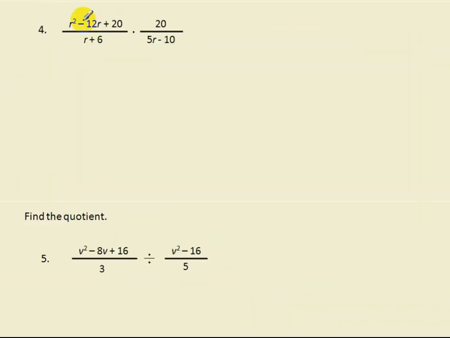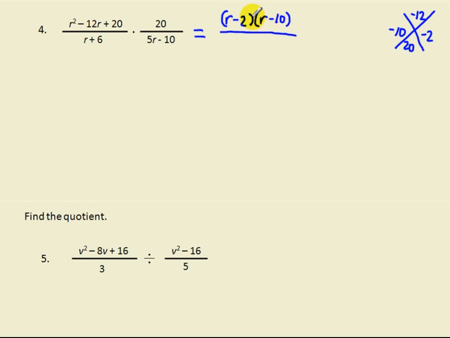Number 4. Here we have a trinomial, a binomial, a binomial. What we want to do is factor wherever possible. R squared minus 12r plus 20 will factor into r minus 2 times r minus 10. If you want to go back to using the x, you would have 20 here and negative 12 here, which is going to give us a negative 10 and a negative 2.